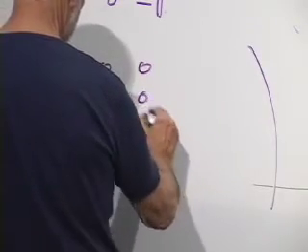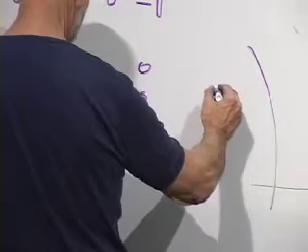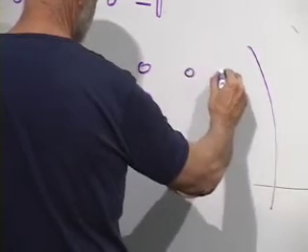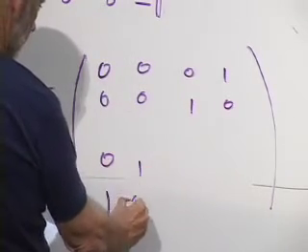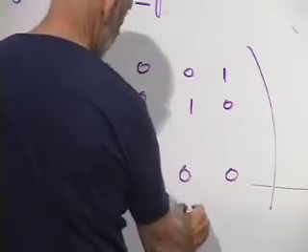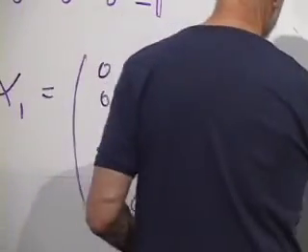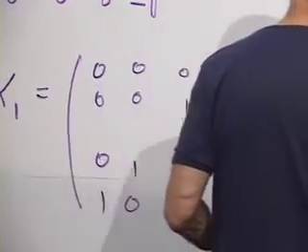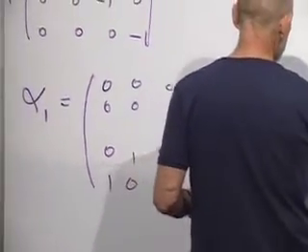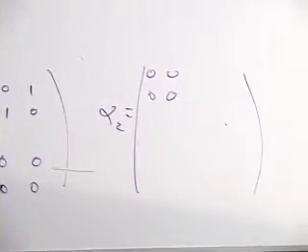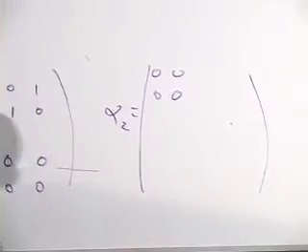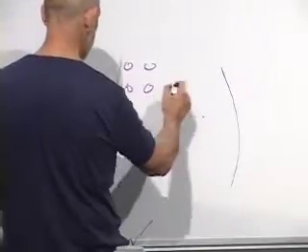0, 0, 0, 0. 0, 1, 1, 0. 0, 1, 1, 0. 0, 0, 0, 0. Alpha 2 equals 0, 0, 0, 0. Now I could start saving myself work by just dividing these things into 2 by 2 structures and give each one of these 2 by 2 matrices a name, but I'll do that next time. Here goes alpha 2.